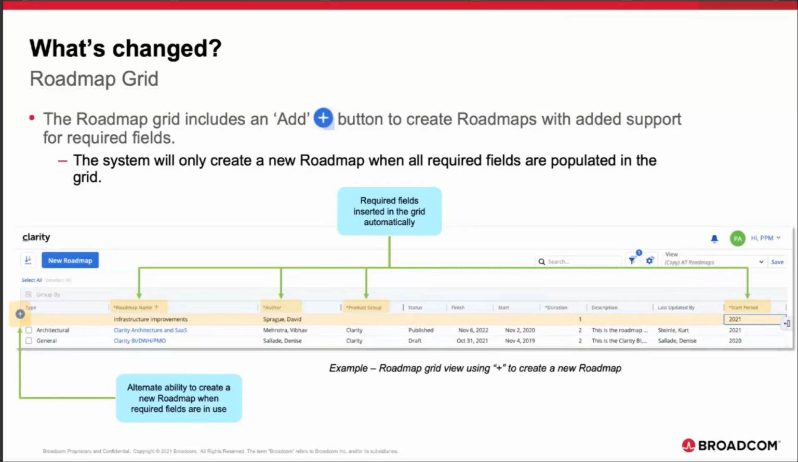ID is a required field as well, but it's typically set to auto number, so users don't have to complete those required fields. But as the add button is clicked, a new row is inserted into the grid, and then the required fields are populated in the grid. You can see here there's an extension in the middle called product group. That's a custom attribute for the roadmap. It's set as required. You want to have data integrity, and so this new creation sequence ensures that.